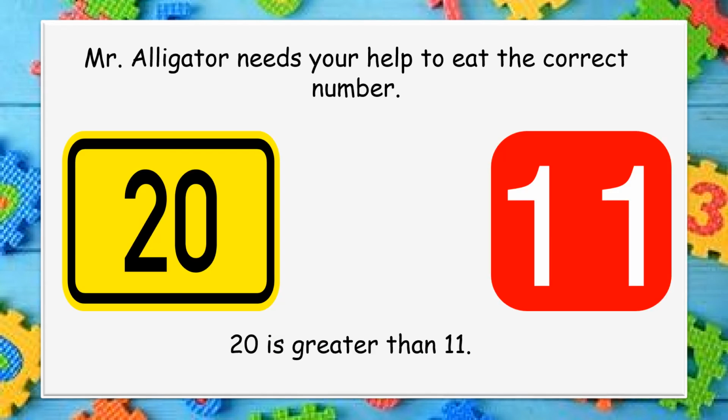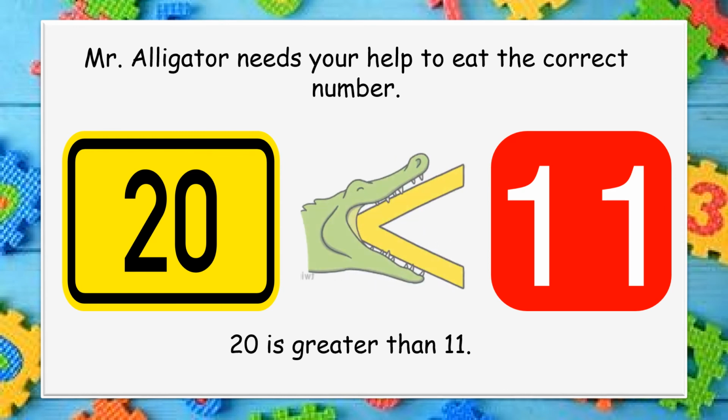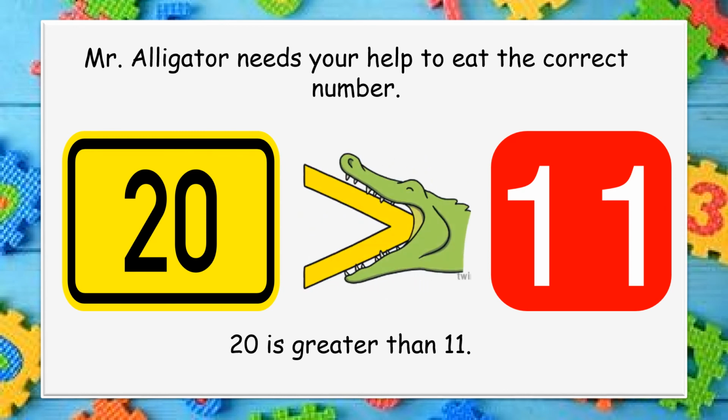Now, Mr. Alligator needs your help to eat the correct number. Look at this. We have two numbers, 20 and 11. What do you think, children? Which number is bigger here? Yes, number 20 is bigger here. Number 20 is greater than 11 because when we recall the stack of blocks, 20 has 10 and 10. And when we recall stack of 11, that has 10 and 1.